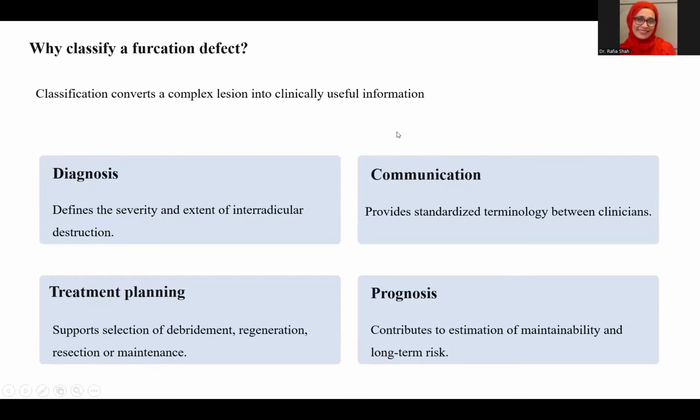Okay, so why do we classify the furcation defect? First, I need to diagnose what the degree of invasion is, what the intensity and severity of loss of interradicular bone present around the furcation region is, number one. Number two, when I diagnose, then I would be able to treat the case.